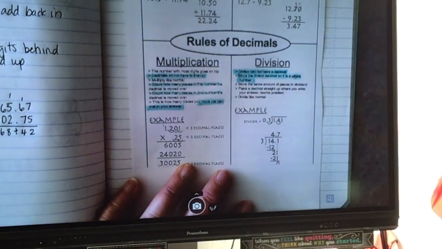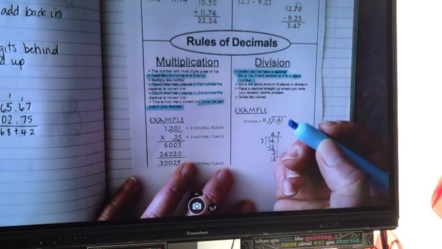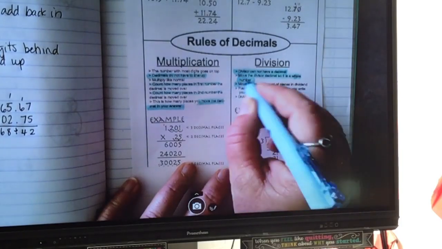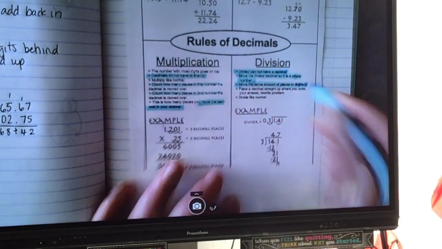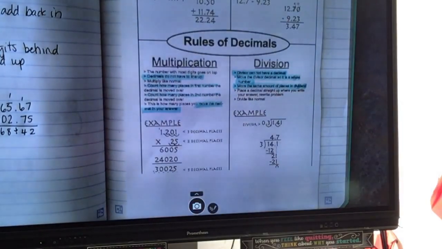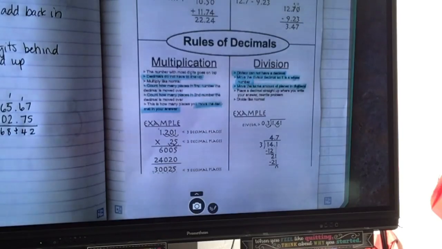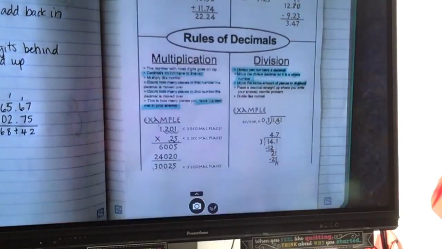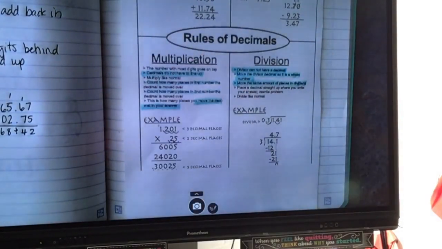Okay. What else is important? It's like one more thing that's important that you have to do. It's the process. Kylie. Well, that we always have to do, but you gotta move the same amount of places in your dividend. So if you move 3 on the outside, how many do you move on the inside? 3. Alright, so go ahead, get this moved into your notebook.